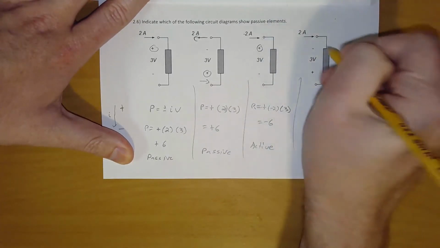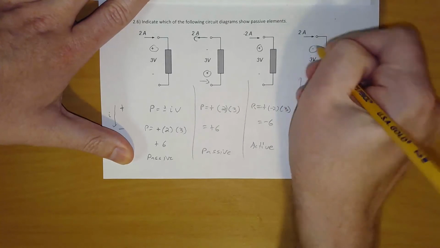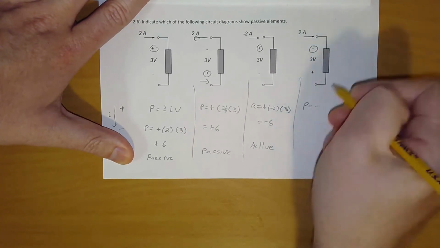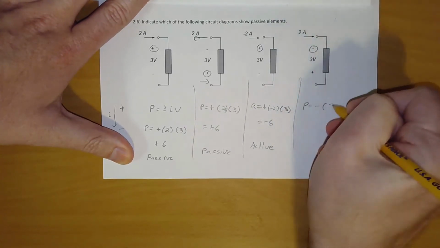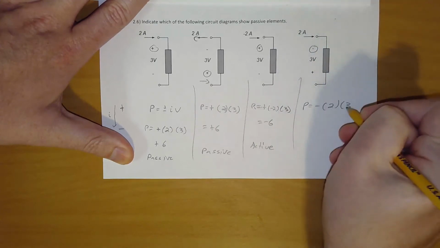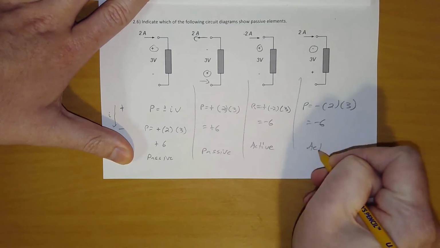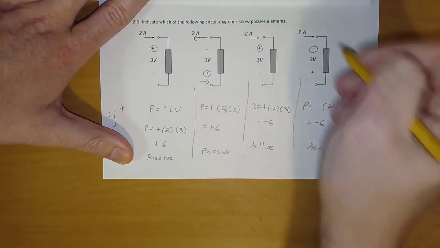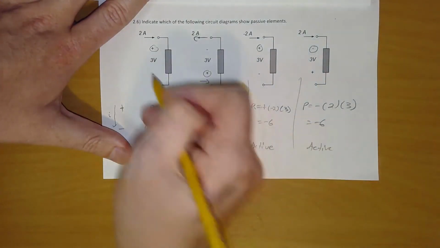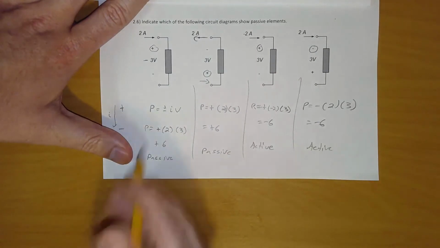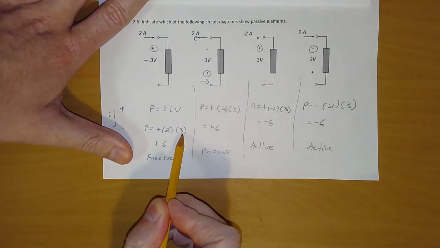And then this one, our arrow enters the negative sign, so our power is negative, and our current is 2. Our voltage is 3. And again, we're going to get negative 6, which means this is active. So the other case, we didn't have it on any of these, but you could have had a negative 3 in here, and if you do that, then you're going to plug the negative 3 in here.